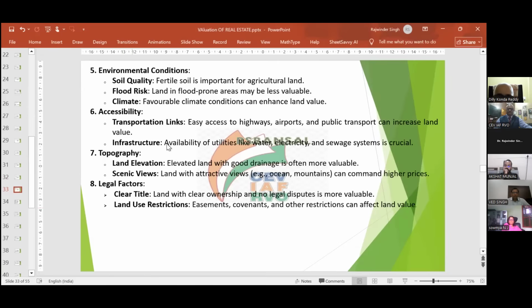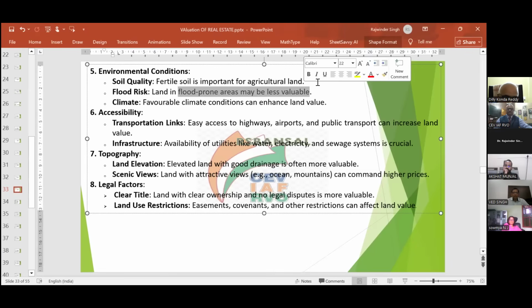Next is environmental conditions. Environmental conditions means soil quality. Of course, fertile soil is important for agricultural land. And land in flood prone areas is less valuable. And climate, favorable climate conditions can enhance land value.